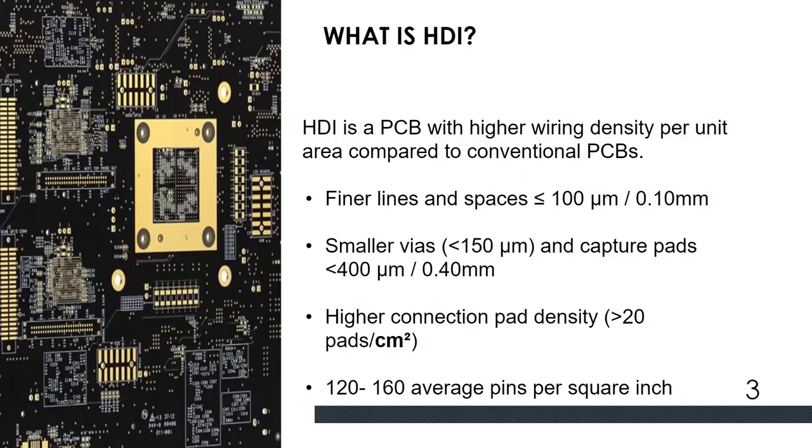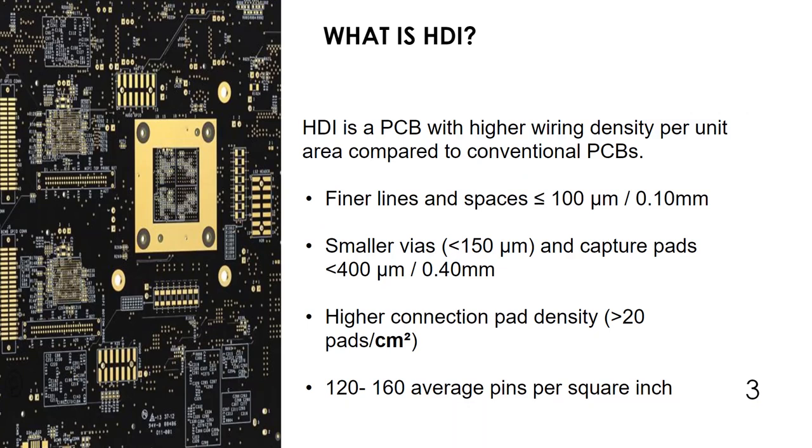So what is meant by HDI? It's nothing but a higher wiring density board, right? When you compare to the conventional PCBs, the density is very high in terms of line and space. So you can accommodate more traces and more interconnections.